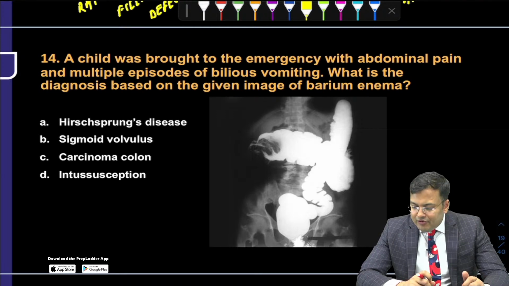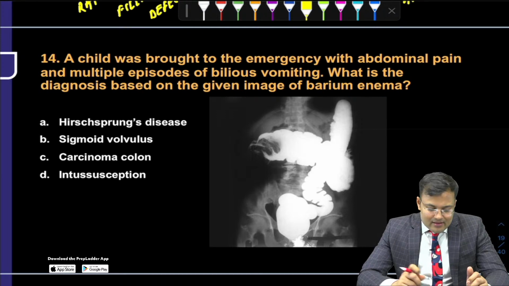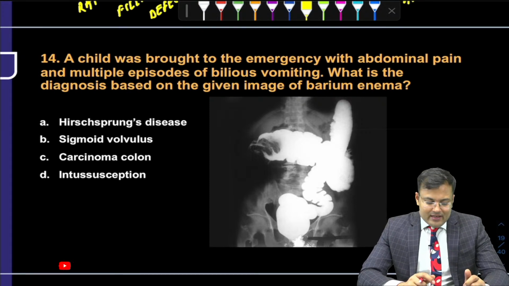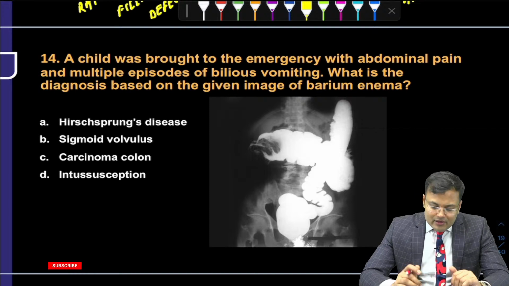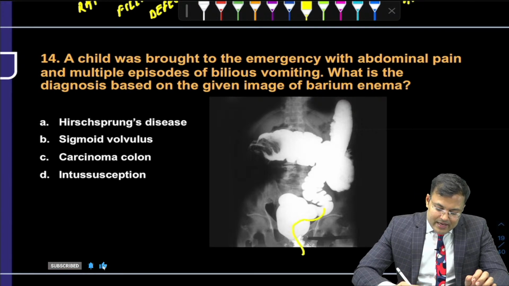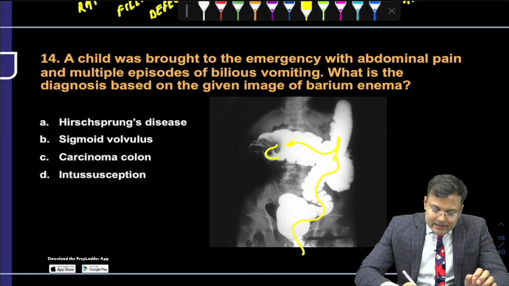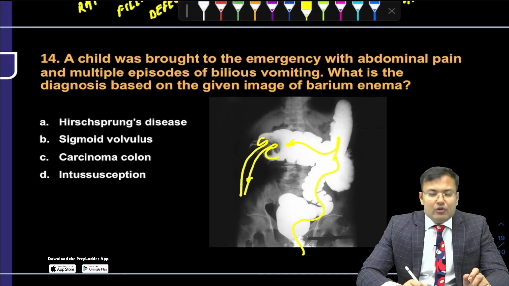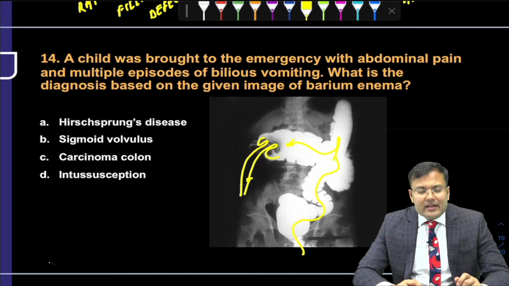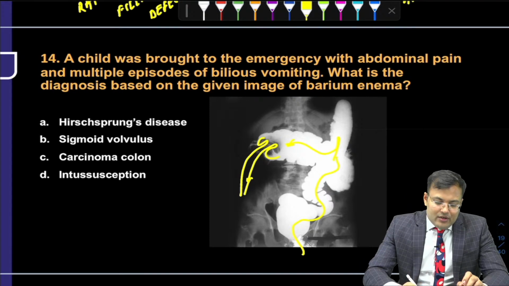Yes. Question number 14. Tell me guys, what's the diagnosis? All of you are marking D. This is intussusception. First, look at the sign. This investigation is barium enema, and here you can see this loop of bowel is not visible. Why? Because one loop entered into another. So, since one loop entered into another, this is intussusception.